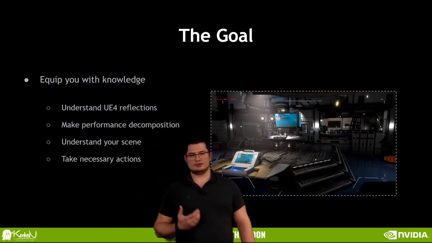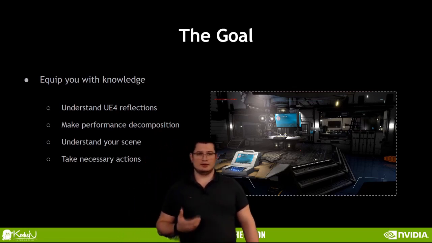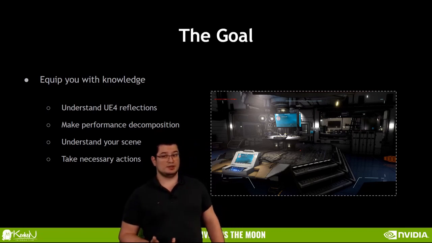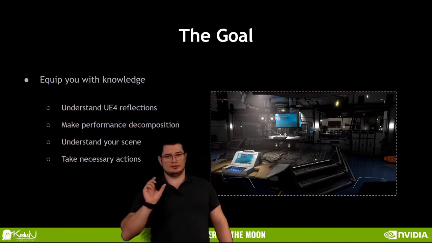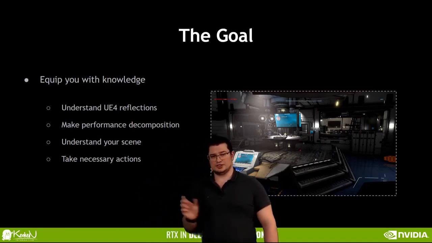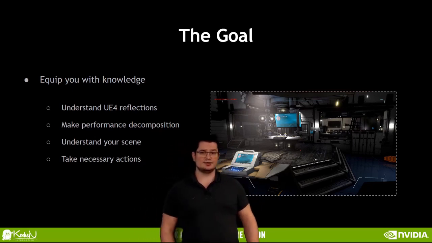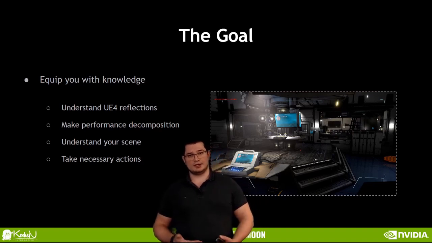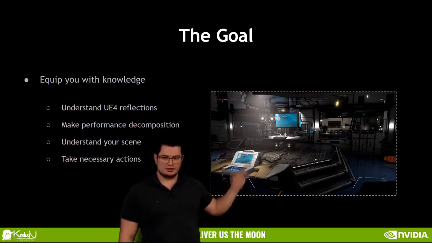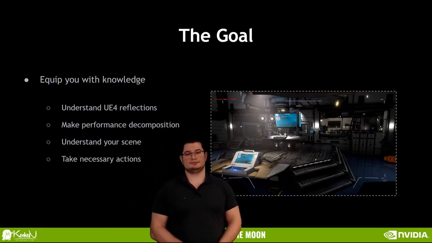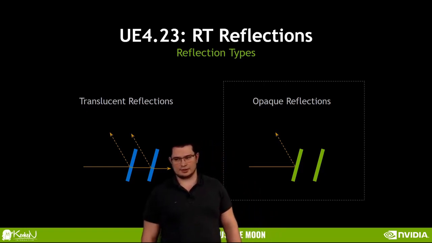This knowledge consists of understanding how the reflections in Unreal Engine work. Then those reflections will be decomposed into small parts, and for those parts you will be able to understand how much they cost on the GPU. Once you understand that, you are also able to understand how your scene behaves, and this knowledge will help you to take an appropriate action. After you have the appropriate knowledge, we are going to take a look at this scene to perform a performance decomposition. Okay. So I would like to start with helping you understand how reflections work.